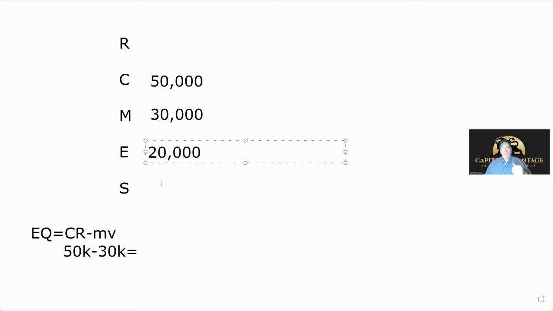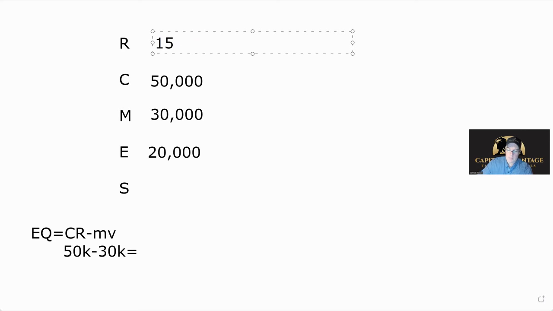Now, how much equity do they want me to have? Do you want me to have half of the market value? Remember, half of the market value, not half of the credit balance. They're going to want half of this, not this. So half of 30 is 15. So my Reg T is 15 grand.